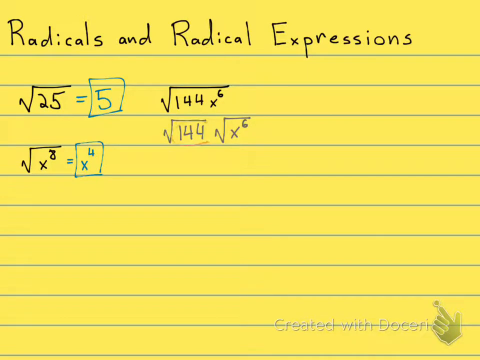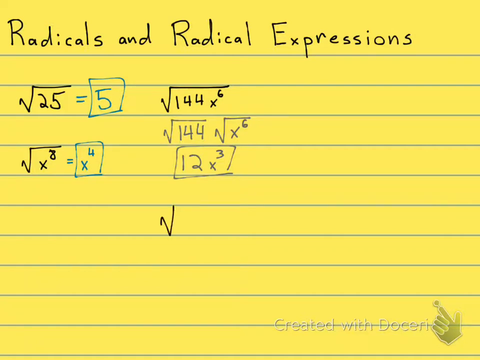What is the square root of 144? Well, that's 12. And what is the square root of x to the 6th? Well, that's x to the 3rd. Okay, so this is the answer here, 12x to the 3rd. I always like to separate my numbers and my variables. I'll even separate, if I have x's and y's, I'll separate the x's from the y's.